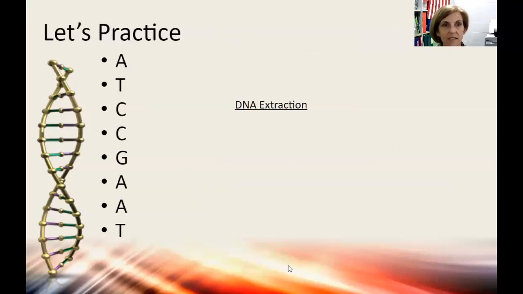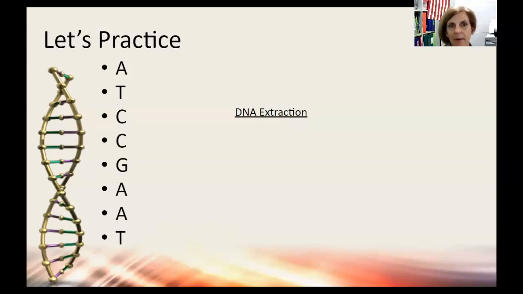So take a moment, write me a note in the chat. What would the other strand be? If this strand is ATC, CGAAT, what would the other strand be? So A bonds to T, T bonds to A, C bonds to G, G bonds to C, A bonds to T, T, and T bonds to A. Very good.